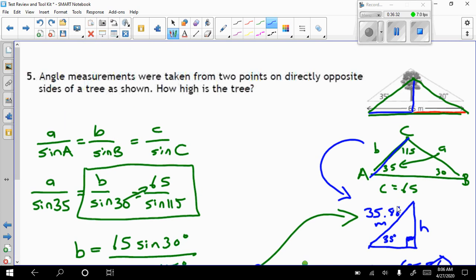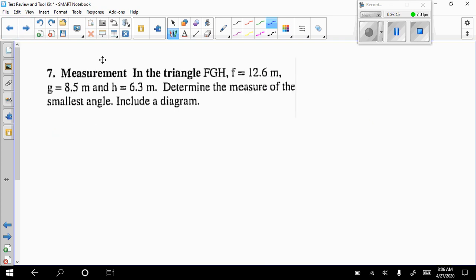So there you go. That's a nice application where you have to use both sine law and SOHCAHTOA. So it's two different things within the same one. And so remember that you can do that. Okay, one last question here.